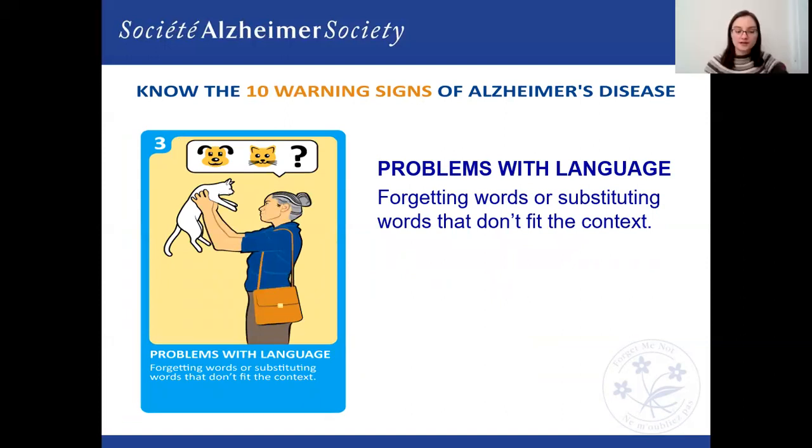The next warning sign is problems with language. So anyone can have trouble finding the right word to express what they want to say. However, a person living with dementia may forget simple words or may substitute words in a sentence such that you're not able to understand what they're trying to say.